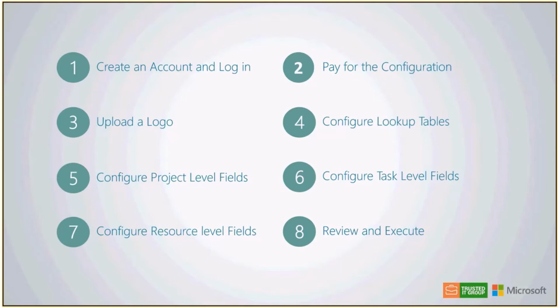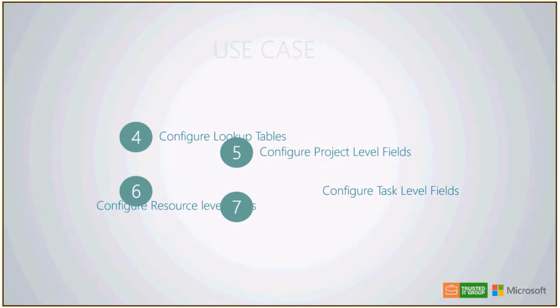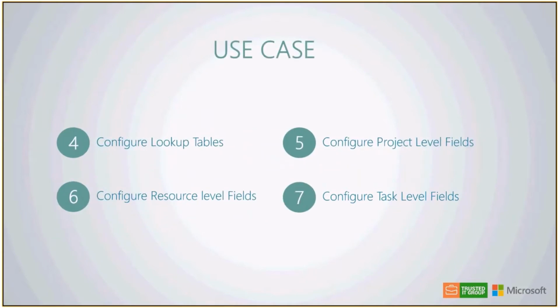Then you would configure your lookup tables. You would configure project level fields. You would configure your task level fields, and you would configure your resource level fields. When you've done all that, you would review your configurations and push the execute button. So when we're discussing the use case, it's really for the configurations in steps 4, 5, 6, and 7.